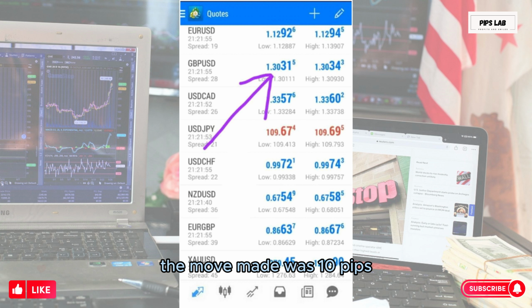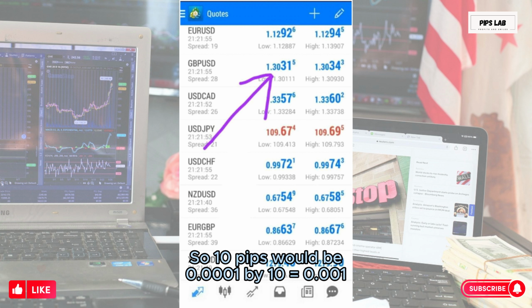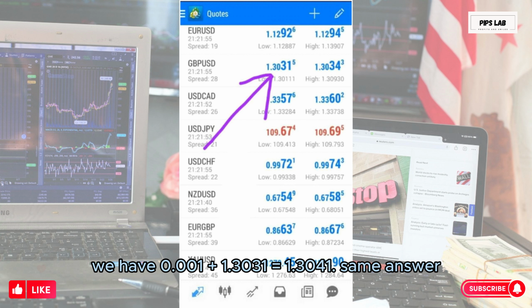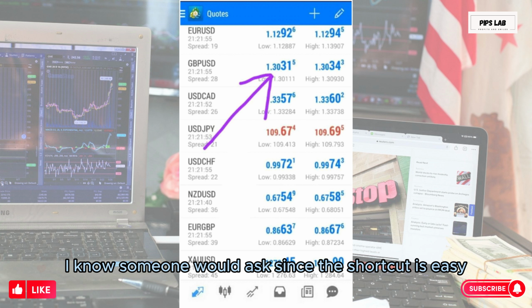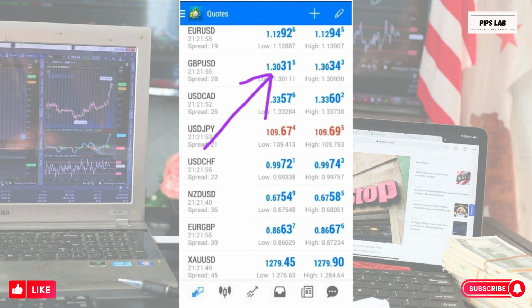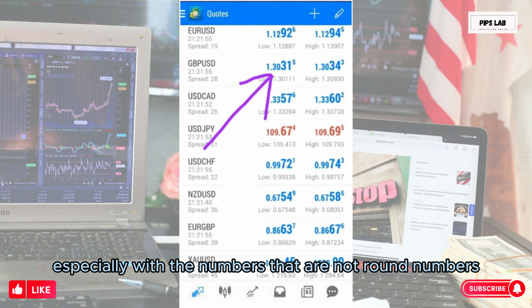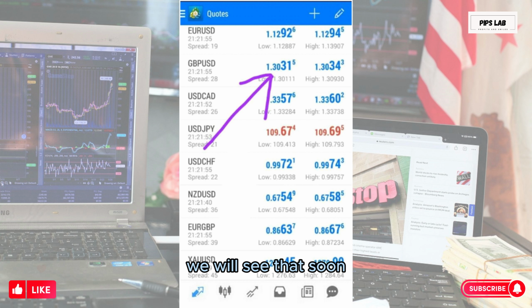Using the long method, the move made was 10 pips. Remember that 1 pip is 0.0001. So 10 pips would be 0.0001 by 10, 0.001. Notice the zeros reduced. So to get the new value of GBP/USD, we have 0.001 plus 1.3031, which gives 1.3041. Same answer. I know someone would ask, since the shortcut is easy, why teach this long method? But as I said earlier, as we go higher, it gets more complicated, especially with numbers that are not round numbers. We will see that soon.